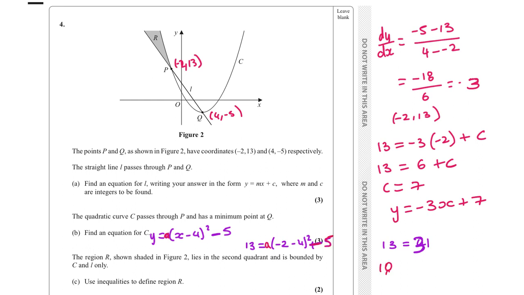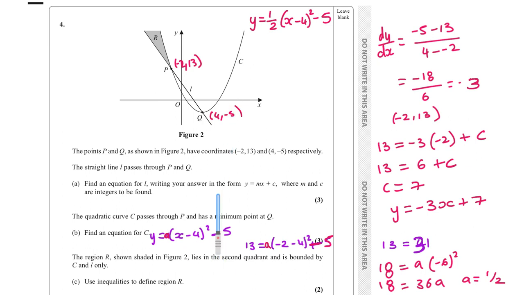So we're going to get 18 equals A lots of minus 6 squared. So 18 equals 36A. So A must equal 18 divided by 36, which is a half. Because remember, with this bit here, we need to go backwards. So that must mean that our equation of the C is y equals a half of x minus 4 squared minus 5. Okay, sorry, I did make a mistake there, but it's okay.